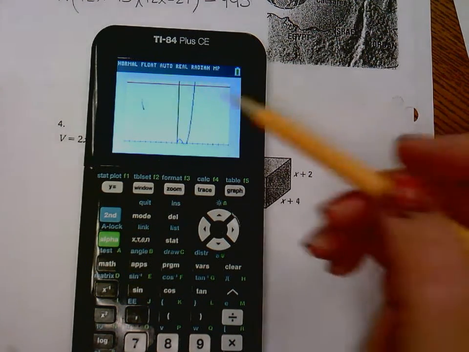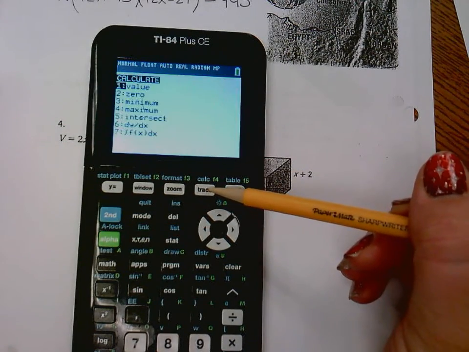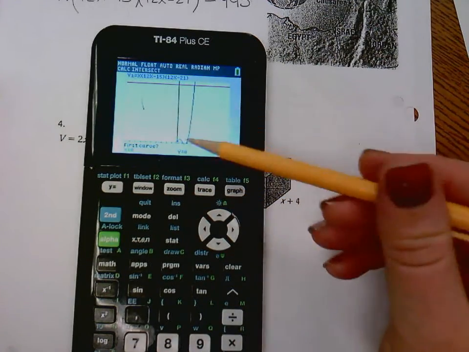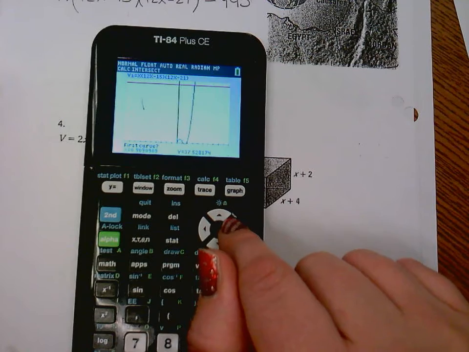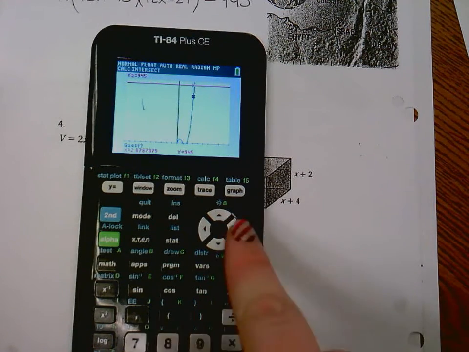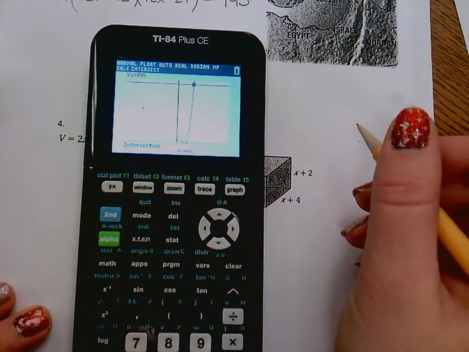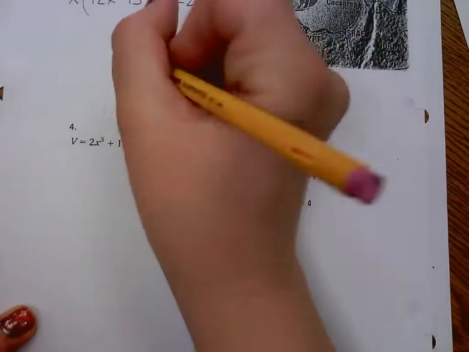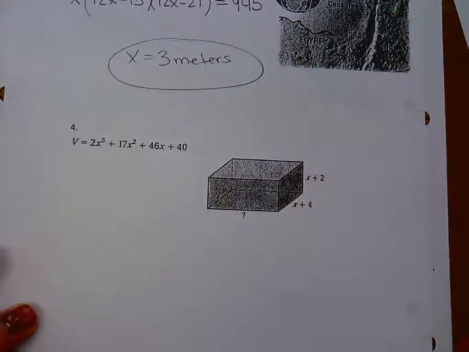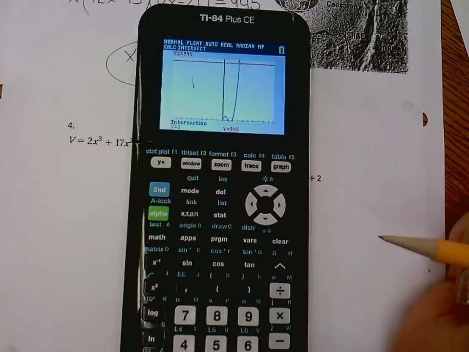So to calculate the intersection point, you can go to second trace, which is the calculate button. You want to find the intersection point of the red and the blue. So I'm going to go over to the first curve being blue, enter, red, enter, best guess, enter. So it says when x is 3, the height will be 945. Did everyone see at the very bottom there, it says 3, comma 945 is the intersection.